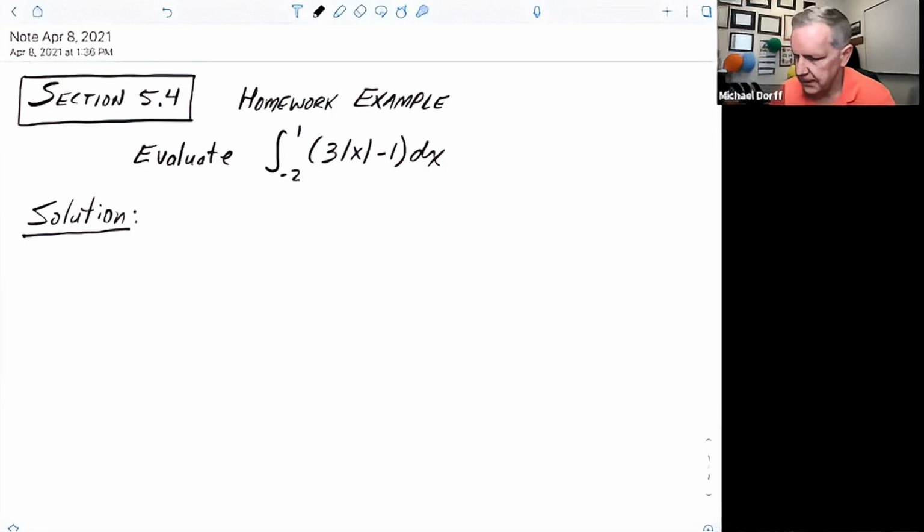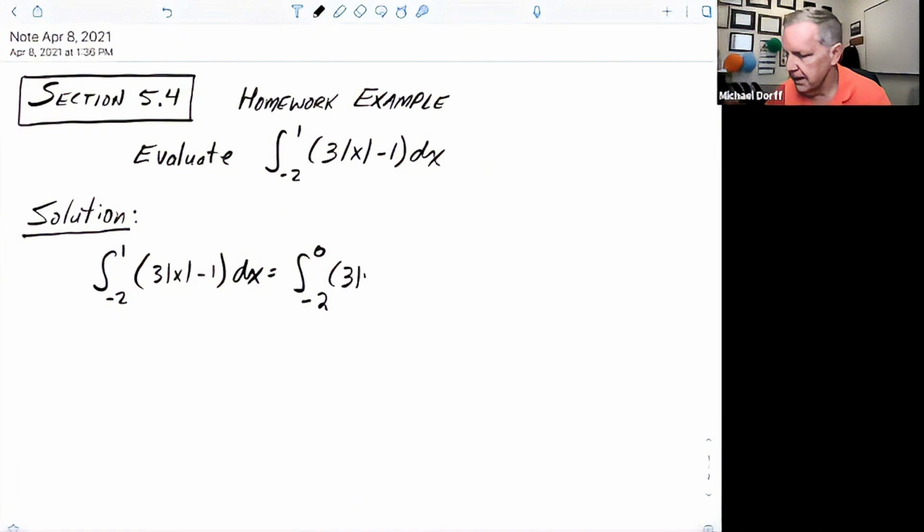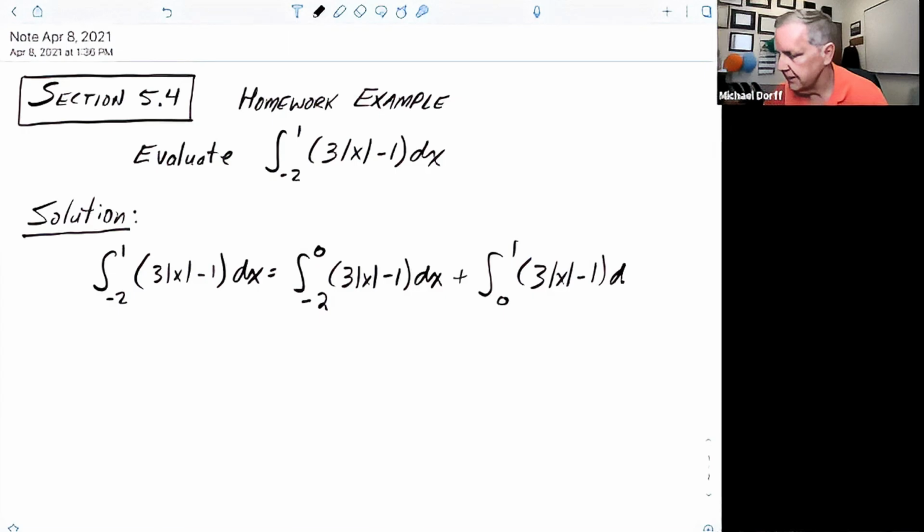So what we're going to do is take our integral from -2 to 1 of 3 absolute value of x minus 1 dx, and break it up into two integrals. The first integral is from -2 to 0 of the same quantity, 3 absolute value of x minus 1 dx, plus the integral from 0 to 1 of 3 absolute value of x minus 1 dx. Earlier in chapter 5, we talked about how we can do this as long as the top number of the first integral, which is 0 in this case, matches the bottom number of the second one, which is also 0.